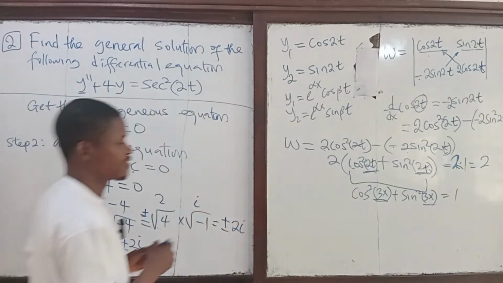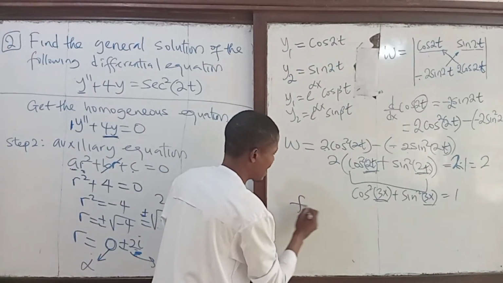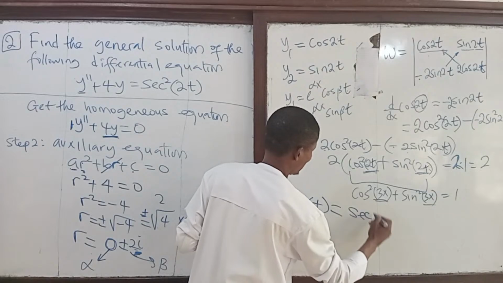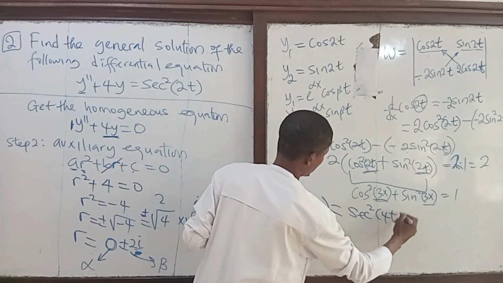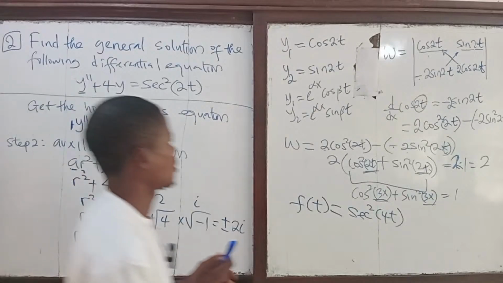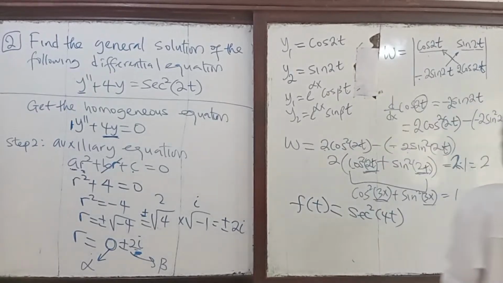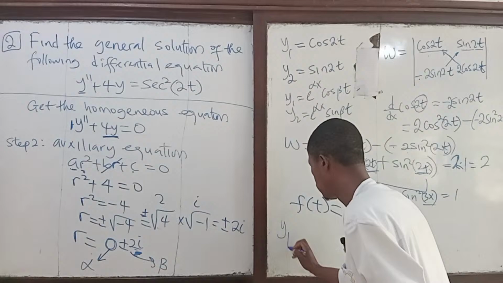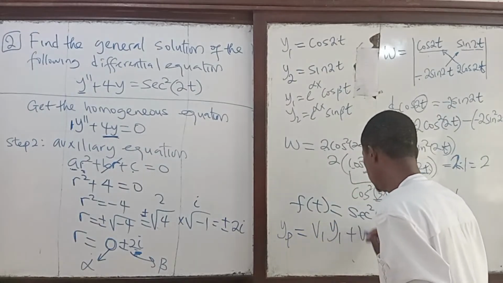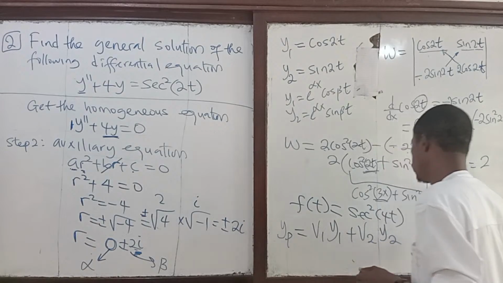Okay, so instead of saying f of x now, we're going to say f of t is equal to sec square 4t. That's our f of t. Okay. So then y of p, yp, will be v1 times y1 plus v2 times y2.